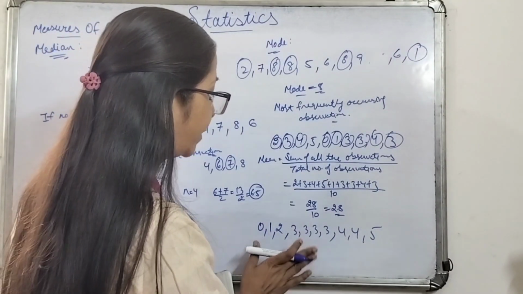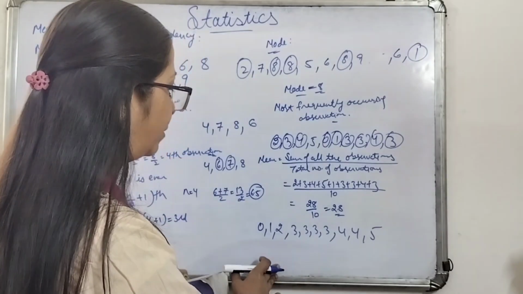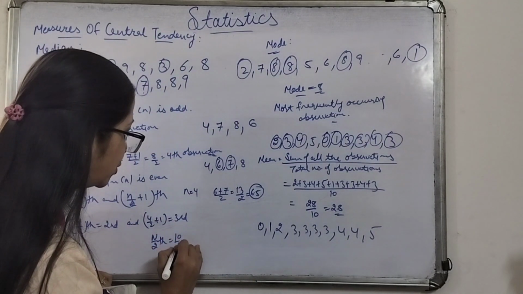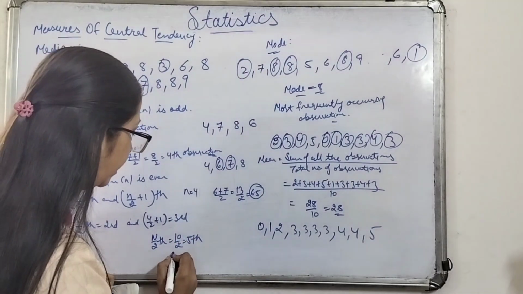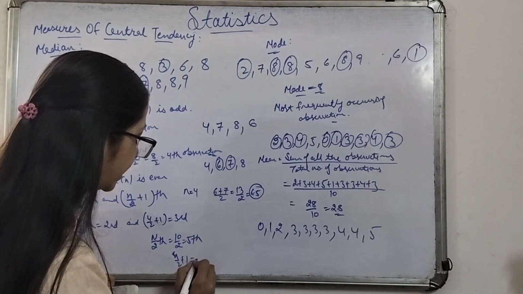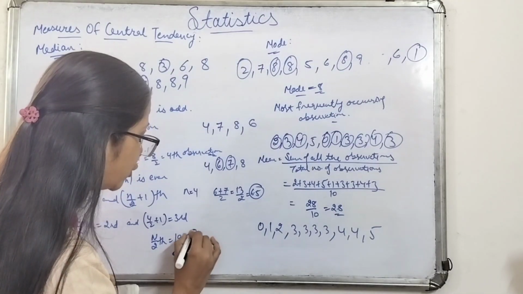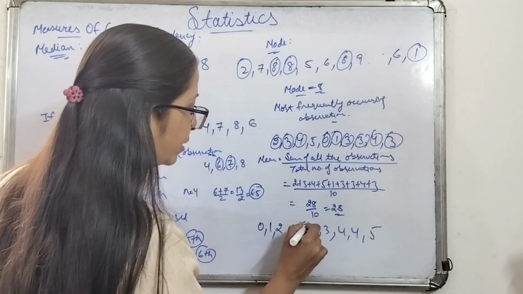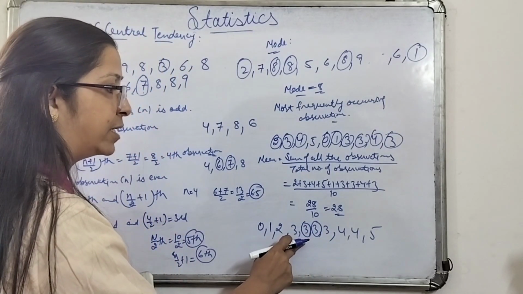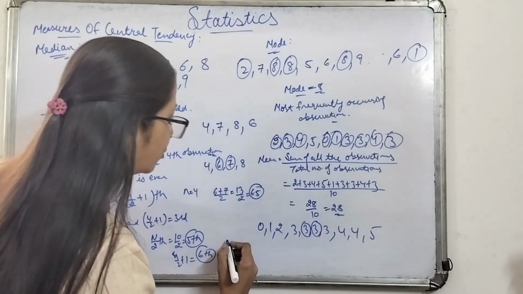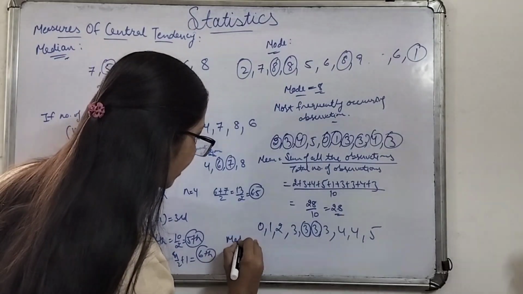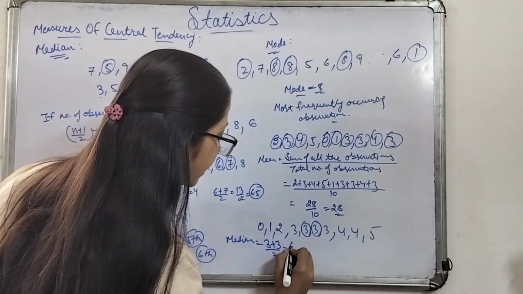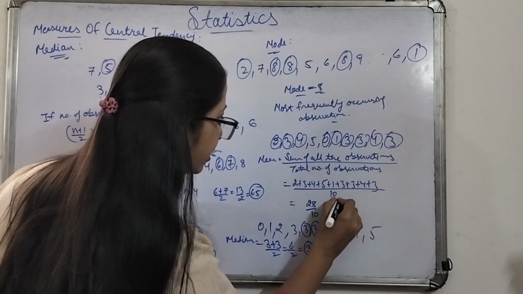Now the median will be, because the number of observations, 10, is an even number, the n upon 2th observation, n upon 2 meaning 10 upon 2, the 5th observation, and n upon 2 plus 1, that is the 6th observation. We will take the average of the 5th and 6th observation. So 1, 2, 3, 4, 5 and 6. The 5th observation is 3, the 6th observation is also 3. So the median will be the average of these two, that is 3 plus 3 by 2, that is 6 by 2. So the median will be 3.